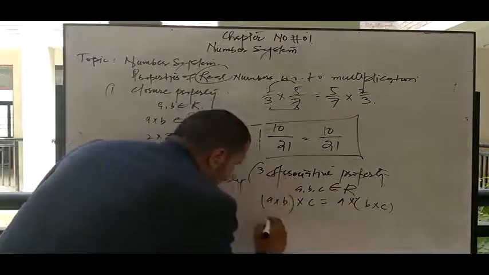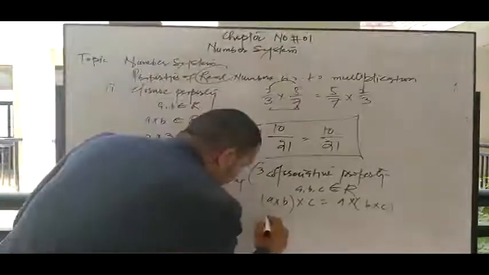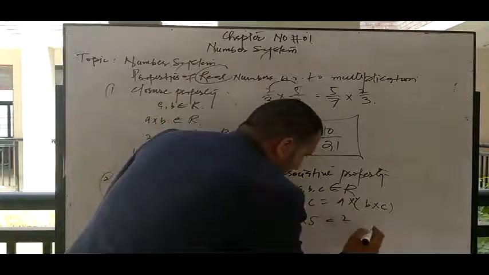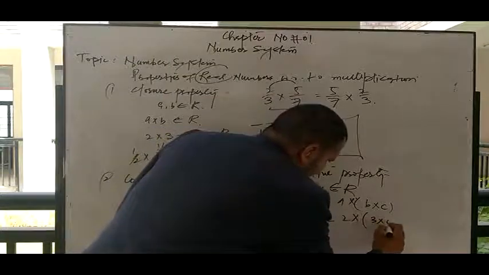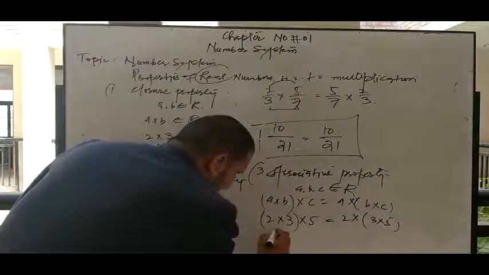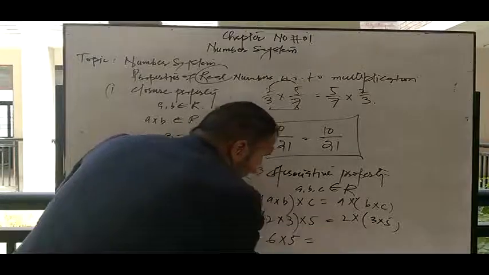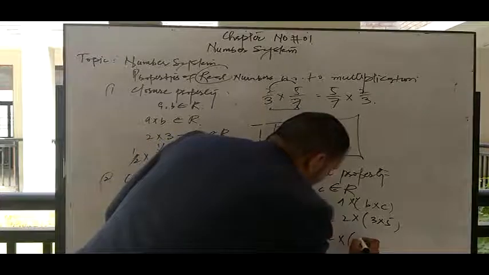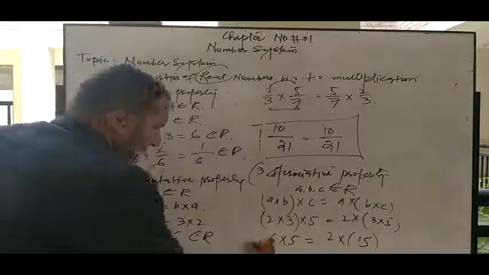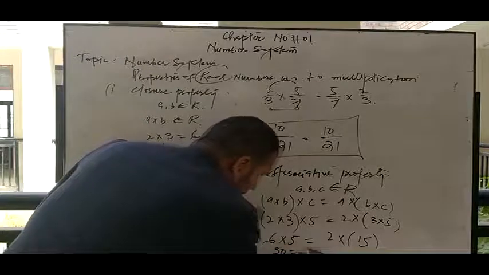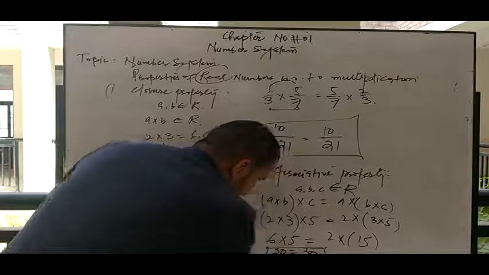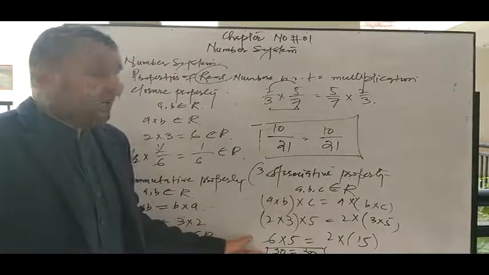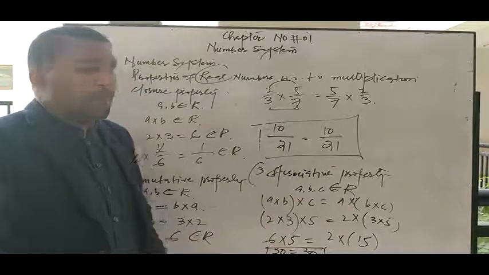Let's suppose we take the values directly from integers. 2 multiply 3 multiply 5 is equal to, first we take the value 2 out of the bracket and 3 comma 5 in bracket. Again 2 multiply 3 is equal to 6 multiply 5, first we find the bracket. 3 multiply 5 is equal to 15. 6 multiply 5 is equal to 30, is equal to 2 multiply 15 is 30. Means 30 is a positive integer, shows the integer, shows the rational number, rational shows the real number.